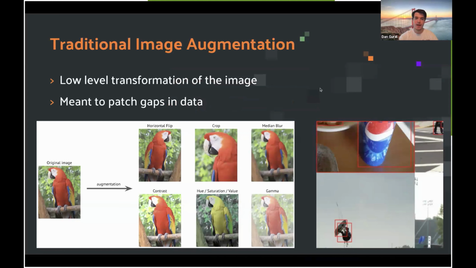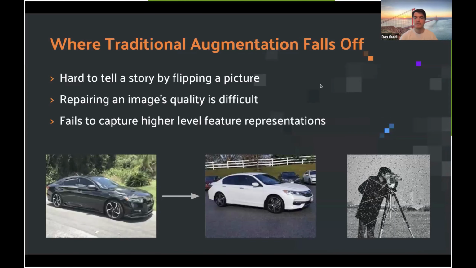The problem with this is it kind of loses the context, right? You're not really showing the model anything that much newer. You're just showing the existing data in a different style, but not really capturing what it means to change the high level features of the picture, right? You can imagine if I want to change my black cars in my data set to white cars because I don't have enough white cars in my data set, then I can't really solve this problem through traditional image augmentation.